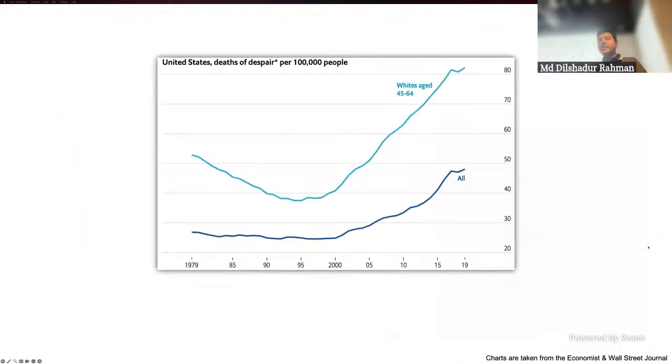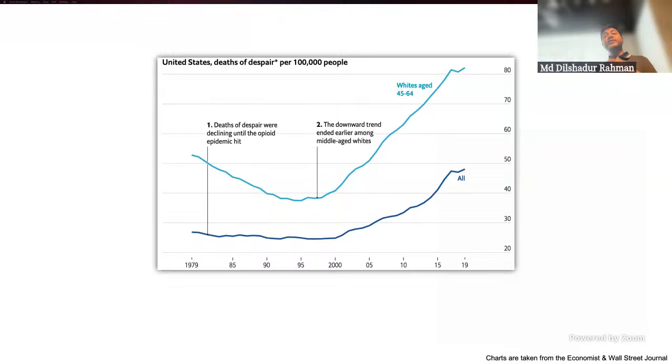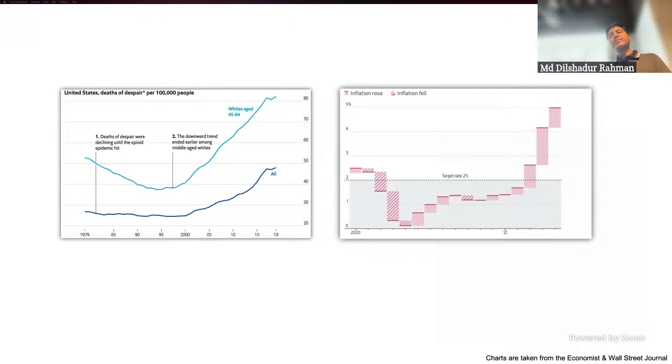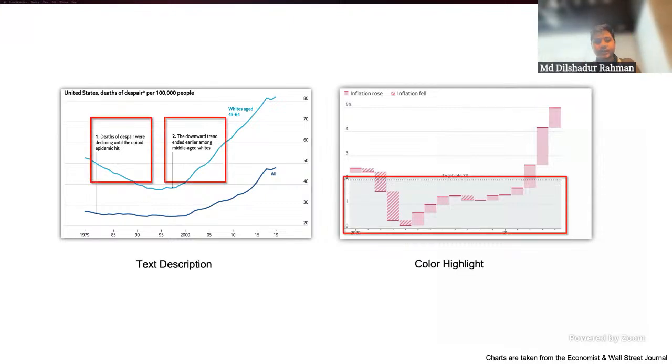Let's look at this line chart. This line chart shows the number of deaths of despair for two different age groups in the US. But it doesn't say much, right? When we add some text descriptions explaining the trends in the data, it becomes much more insightful. Similarly, in this bar chart, this color highlight grabs the audience's attention and directs them to a specific area of interest. So both the text description and the color highlight are annotations.